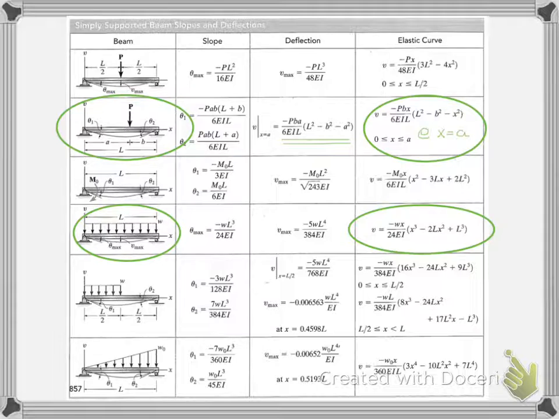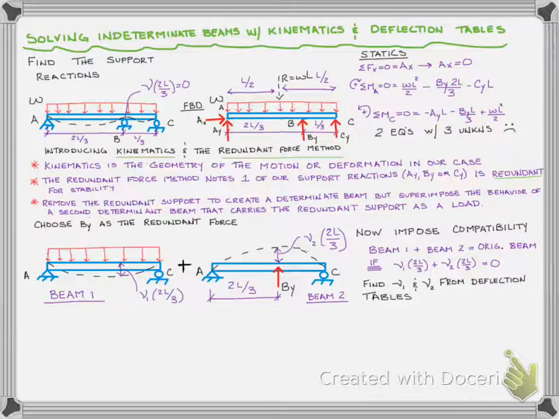So if we were to go back to where we were, now we can actually start looking at the expressions. So we had found that the equation for the displacement was negative Wx over 24 EI times the quantity x cubed minus 2L x squared plus L cubed. So let's just plug in 2L over 3 into that equation.